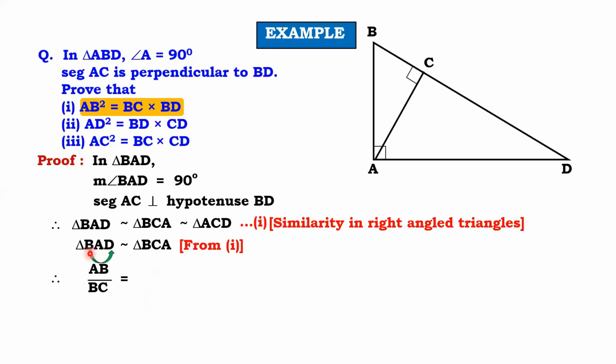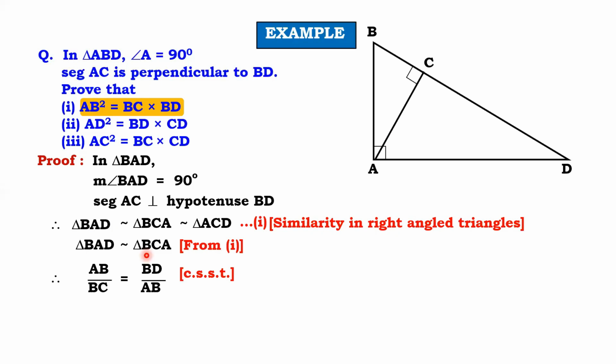Then we took BD. Why we took BD? Because we have taken AB, we have taken BC. Now what is left? BD. So now if we take BD, then which is the corresponding side here? Yes, corresponding side is AB. So BD upon AB. Reason, corresponding sides of similar triangles.